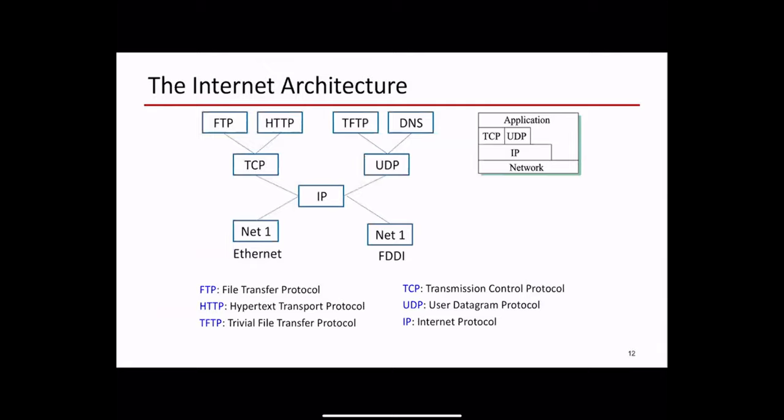So this is a basic internet architecture. Your interface, Ethernet and FDDI. Ethernet, you know Ethernet, is the wire, and FDDI is a fiber optic connection. And there's IP, Internet Protocol, and above that there's TCP or UDP. On TCP, you can use FTP or HTTP, or on UDP there is TFTP or DNS. Okay, so your actual internet architecture looks like this.